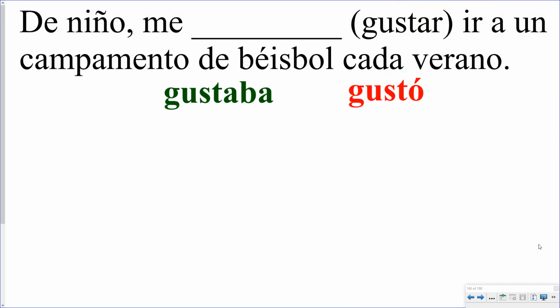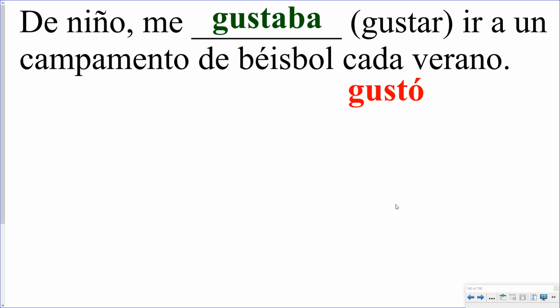De niño, me ir a un campamento de béisbol cada verano. As a child, I used to like to go to baseball camp every summer. It says de niño, as a child, and it also says cada verano, every summer. So this is going to be a green squiggly line, not a stop sign, because it was a repeated habitual event. I want imperfecto. De niño me gustaba ir a un campamento de béisbol cada verano.